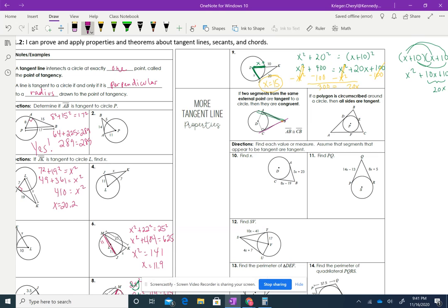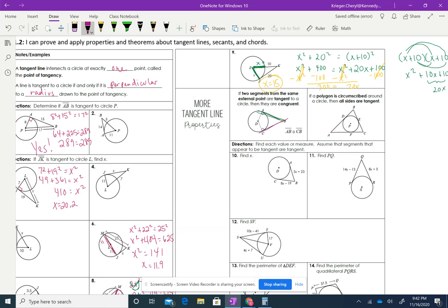The second one says, if a polygon is circumscribed around a circle, then all sides are tangent. So that means AB is tangent to circle P, BC is tangent to circle P, and AC is tangent to circle P.